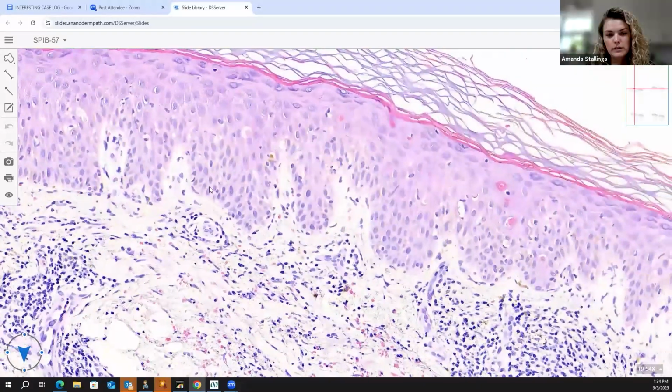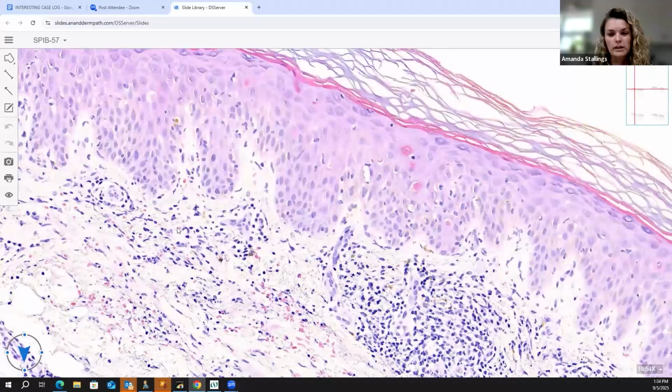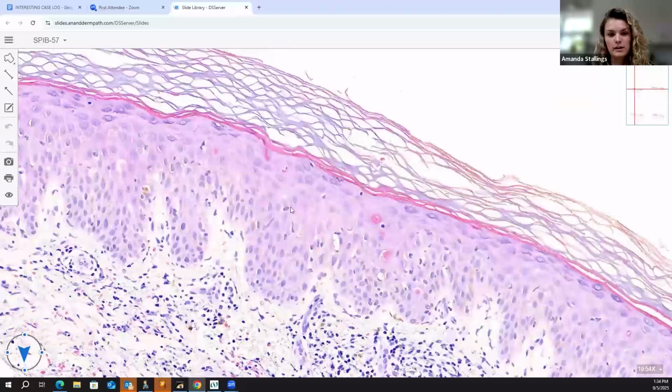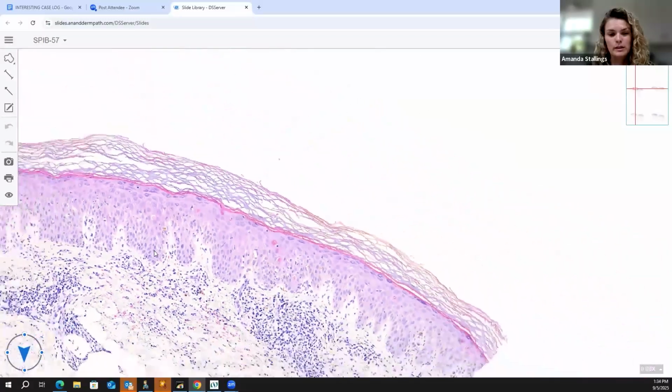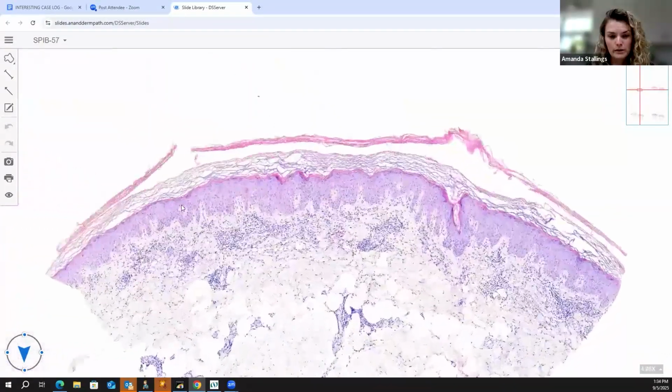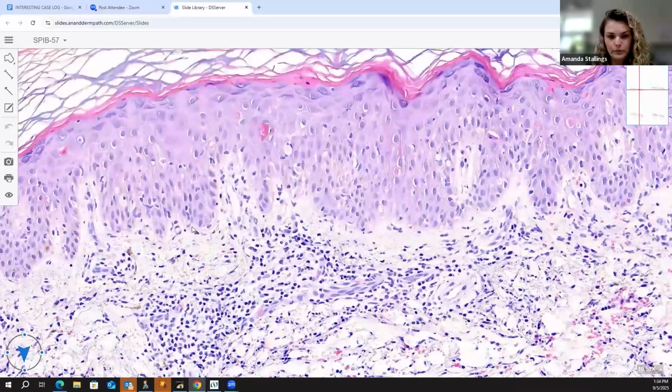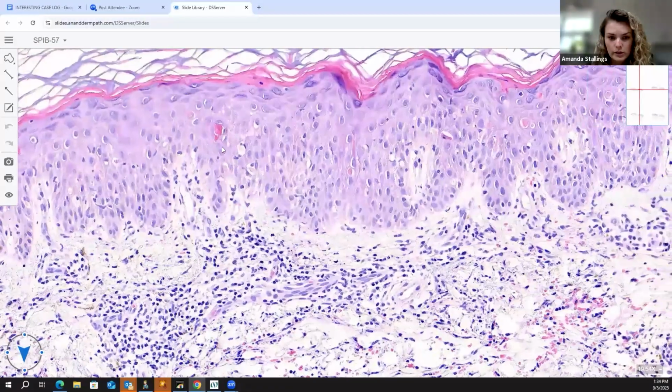This one looks like an acute vacuolar pattern. We have a basket weave stratum corneum, some dyskeratotic cells in the epidermis, and then some pigment dropout down in the dermis, and looks like some EOs in there too.